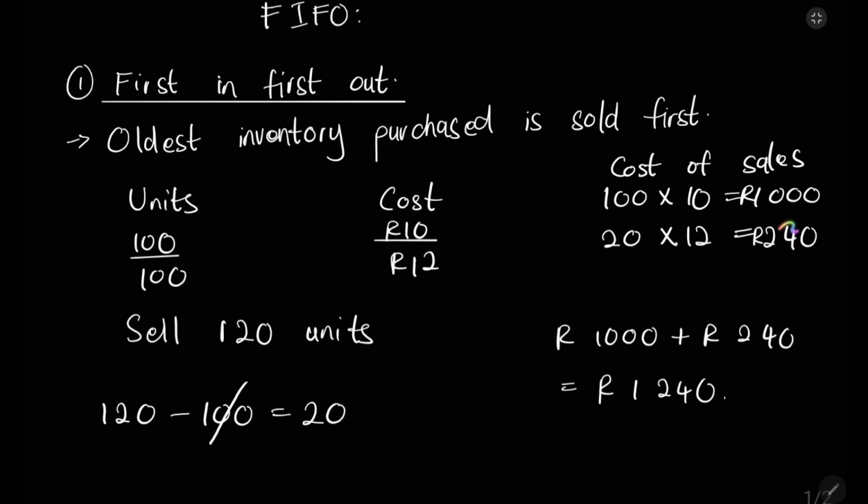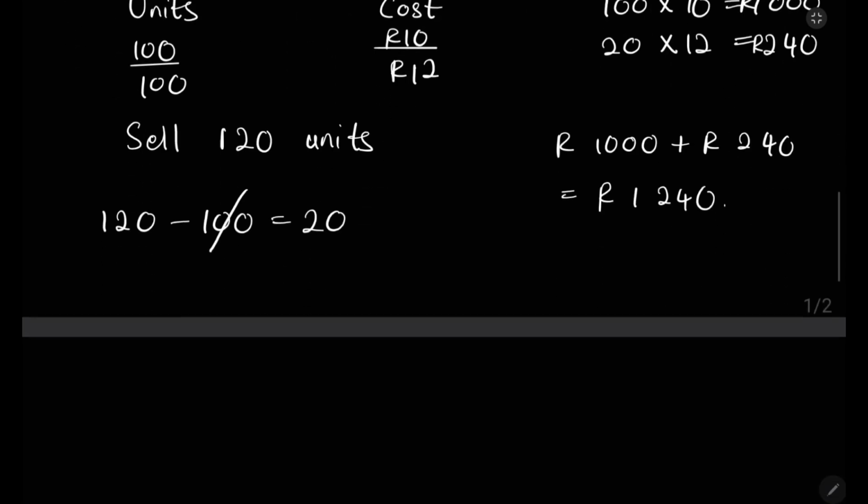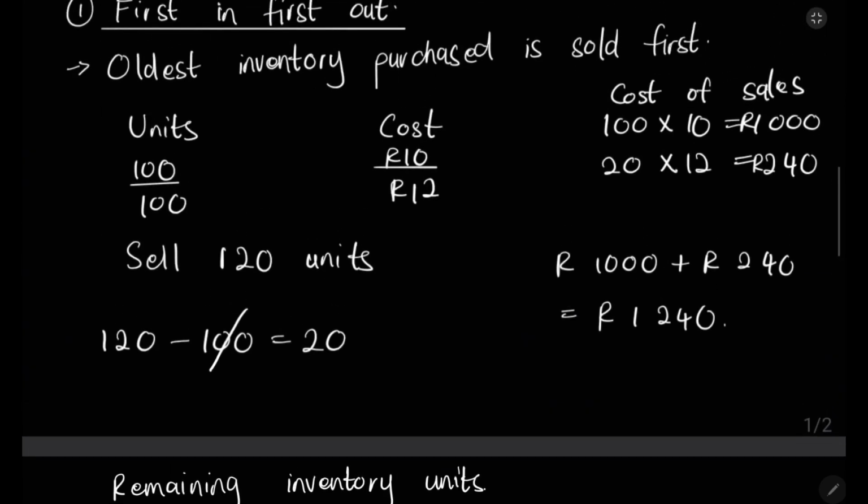To find the cost of sales, you have to multiply your units and your cost. Okay? So we'll say 1,000 plus 240, which is 1,240. Now, you've calculated the cost of sales. What if they ask you how much inventory is left? Let's say remaining inventory units. Let's find the remaining inventory units.